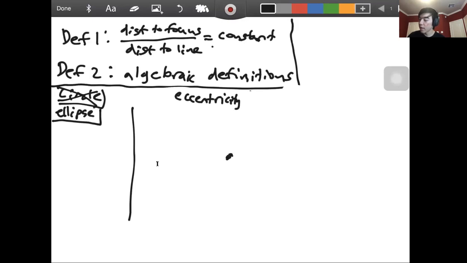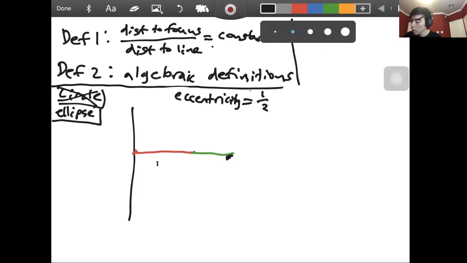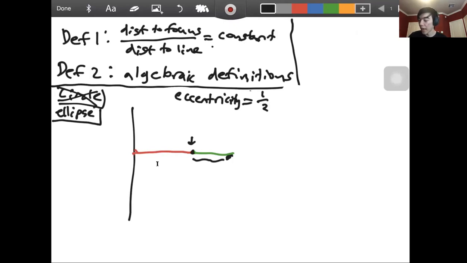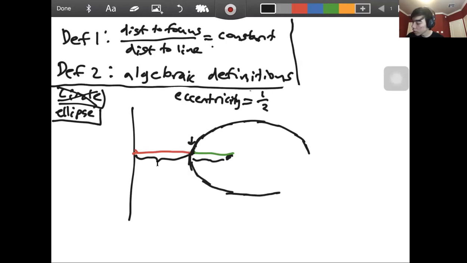So for example, let's just say the eccentricity is a half. Then this point would be on the ellipse because the distance to the focus, the green length, is half of this distance to the directrix. So that's what eccentricity half means. And if you follow all the points that have this half ratio, you get something like this, probably. So this is how you get an ellipse.